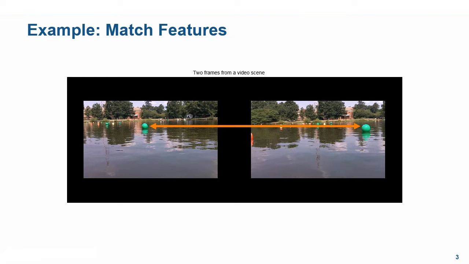Let's start with a simple example. Say you have two frames from a video like this. Here, the green buoys in each of these images is the same buoy taken from the same camera at different angles. We would like to match the green buoys in these two images. The application could be, for example, to track the buoy or to perform image reorientation. This can be done using feature matching.